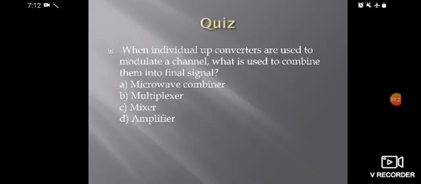When individual up converters are used to modulate a channel, what is going to be used to combine them into the final signal? The options are A, microwave combiner, B, multiplexer, C, mixer, and the last one, amplifier. So what is the answer? That is A, the microwave combiner. It is used to combine the final signals from the individual up converters.